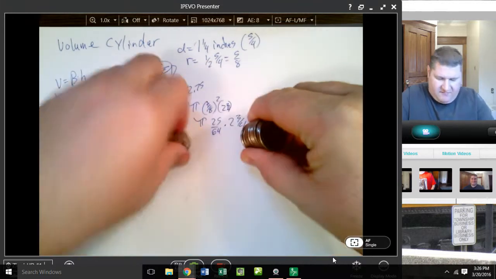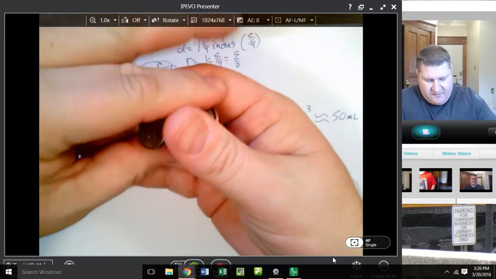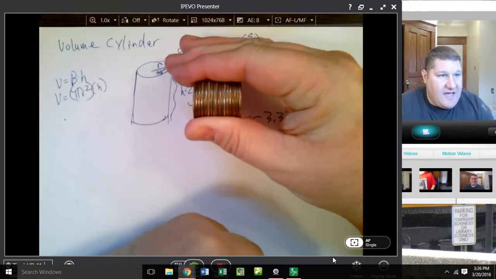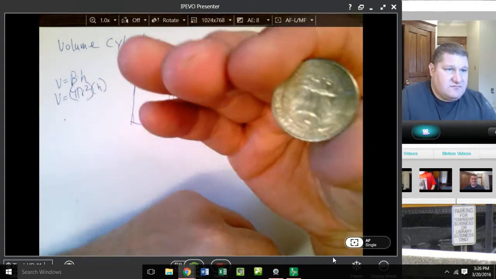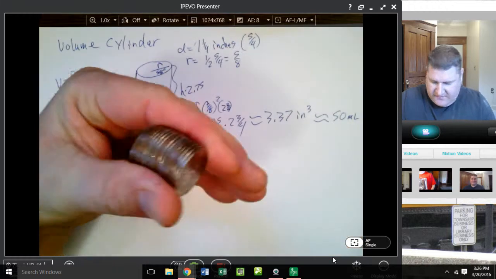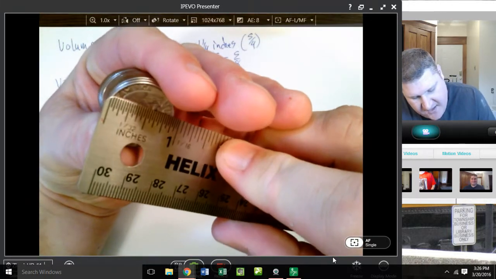And now I have a very nice cylinder. If I can get it nice and straight, there we go. That is a nice cylinder. It has a height, has a base, and so all I need to do is measure the radius. So I have a quarter.